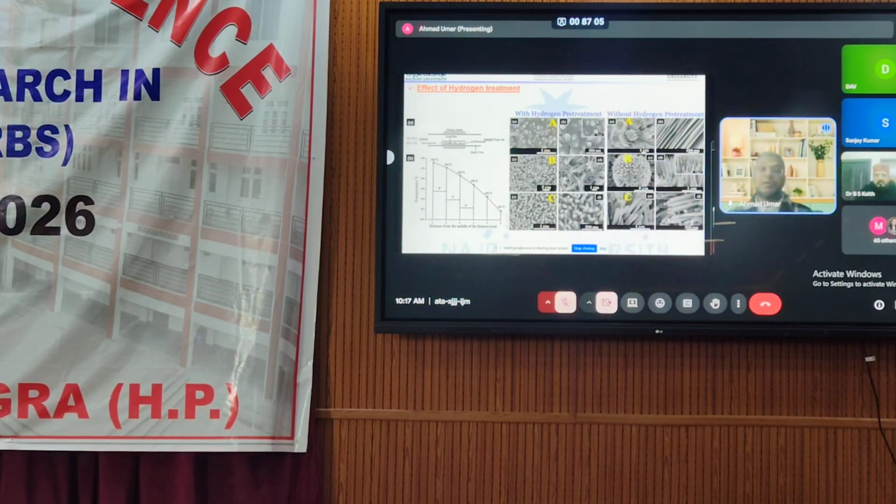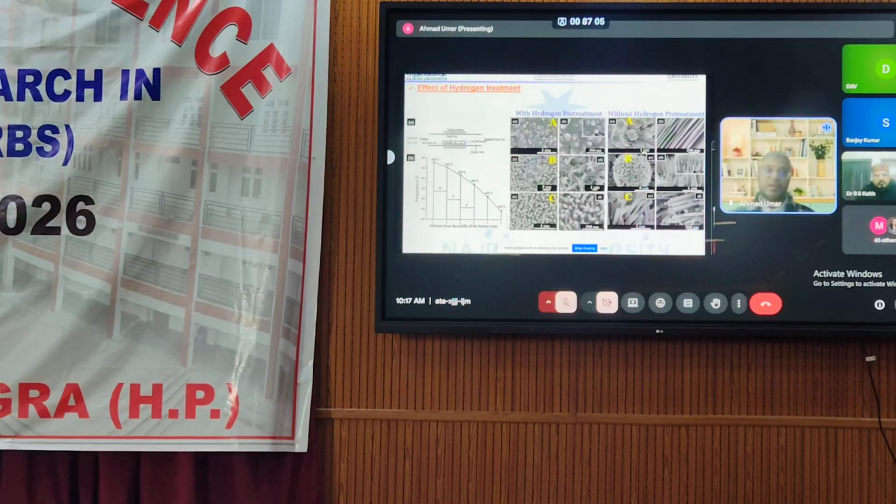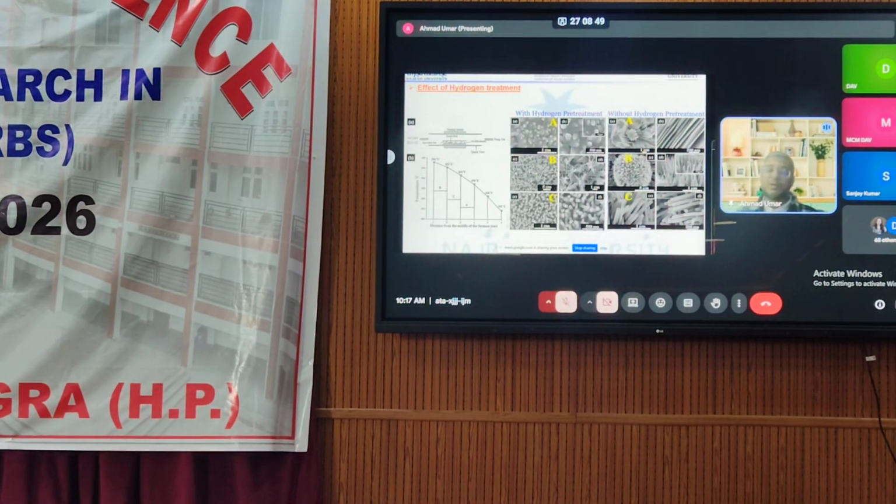So there are other parameters also. We did some other parameters, like hydrogen treatment, and we found that if you do the hydrogen treatment, you get fine nanomaterials. This is very important, because hydrogen is a reducing gas, and when you introduce hydrogen in your furnace, the nanostructures get sharper and have better morphology compared to without hydrogen treatment.